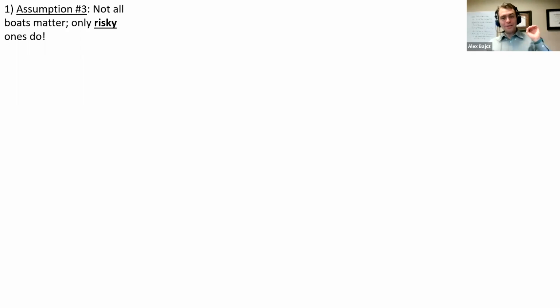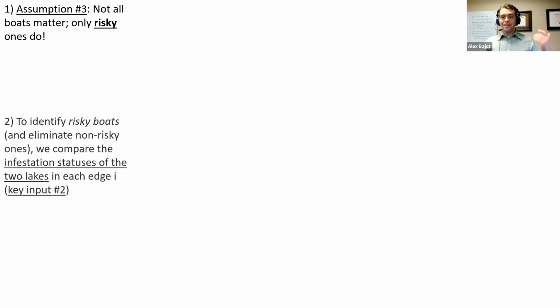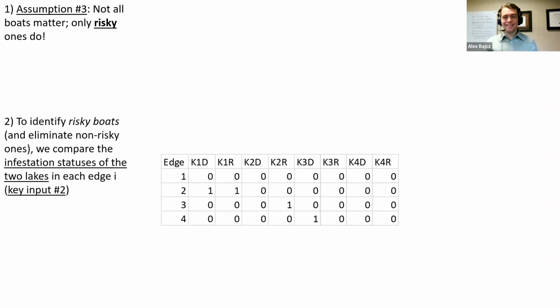So recall that risky boats are those moving from an invaded lake to an uninvaded one, and thus they can spread the invader. We need to help our model understand which edges and boats are risky so that it can ignore all the boats that can't. And we decided to do this by feeding our model another input. This input is a list of the infestation statuses of every lake in the state for every invasive species we care about. And I mentioned here that we have 4 that we care about.